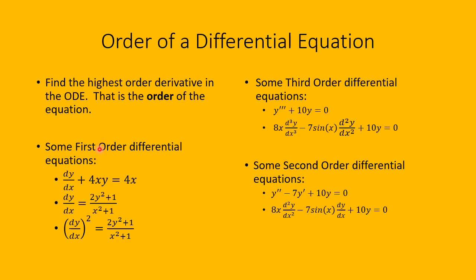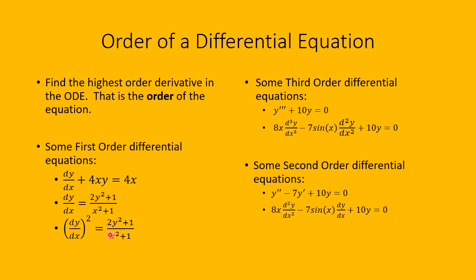So let's first look at some examples of first order differential equations. We could have the derivative of y with respect to x plus 4 times x times y equals 4x. This has a first derivative here and no other derivatives, so this is a first order differential equation. This second example, we just have the derivative of y with respect to x again, the first derivative here, no other derivatives, so this equation is first order.